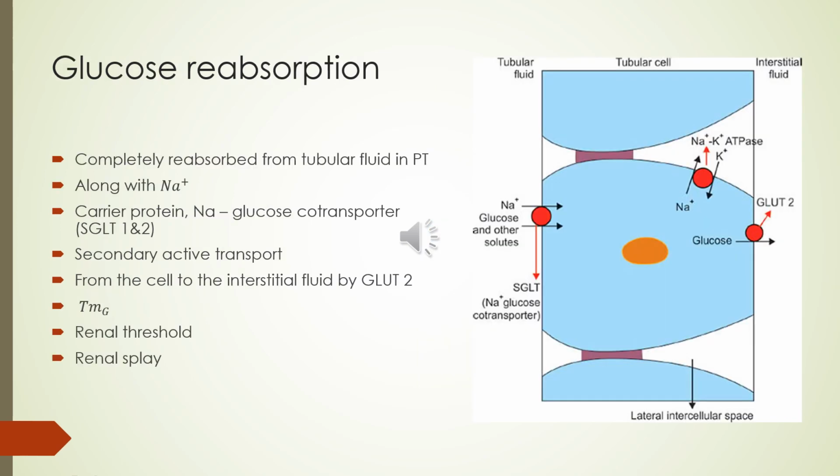Next is glucose reabsorption in proximal tubules. So in the proximal tubules, glucose is completely reabsorbed from the tubular fluid, and this occurs along with sodium ions. With the help of the sodium potassium pump in the basolateral membrane, sodium is pumped out of the cell. This causes a lower concentration of sodium within the cell, that in turn helps in the reabsorption of sodium ions from the tubular fluid. And this carrier protein which reabsorbs sodium from the tubular fluid also reabsorbs glucose molecule.